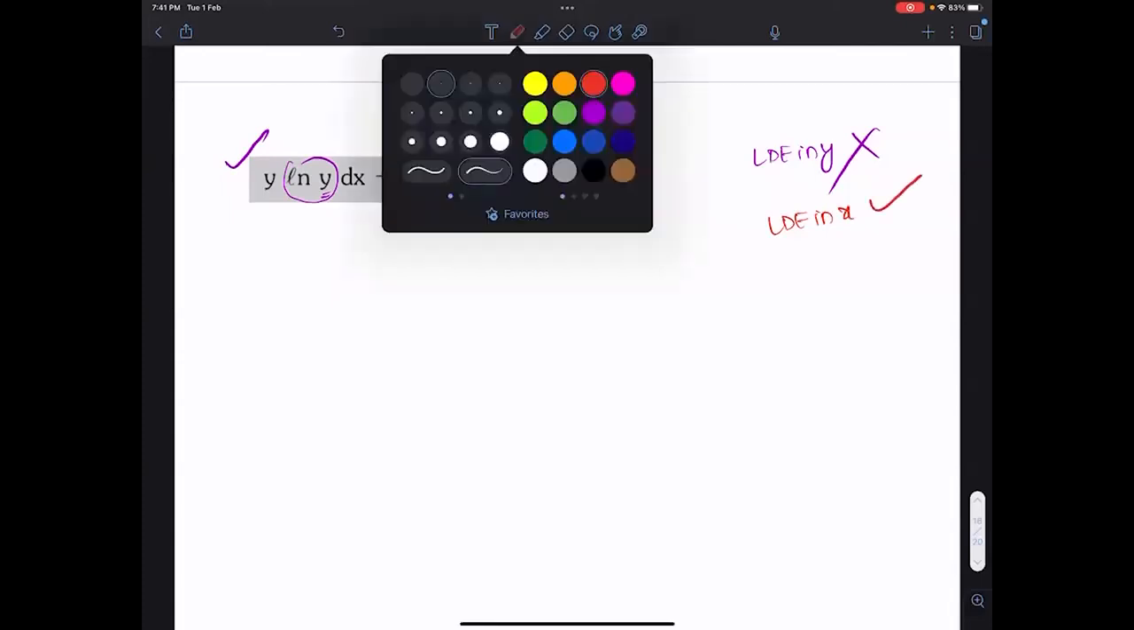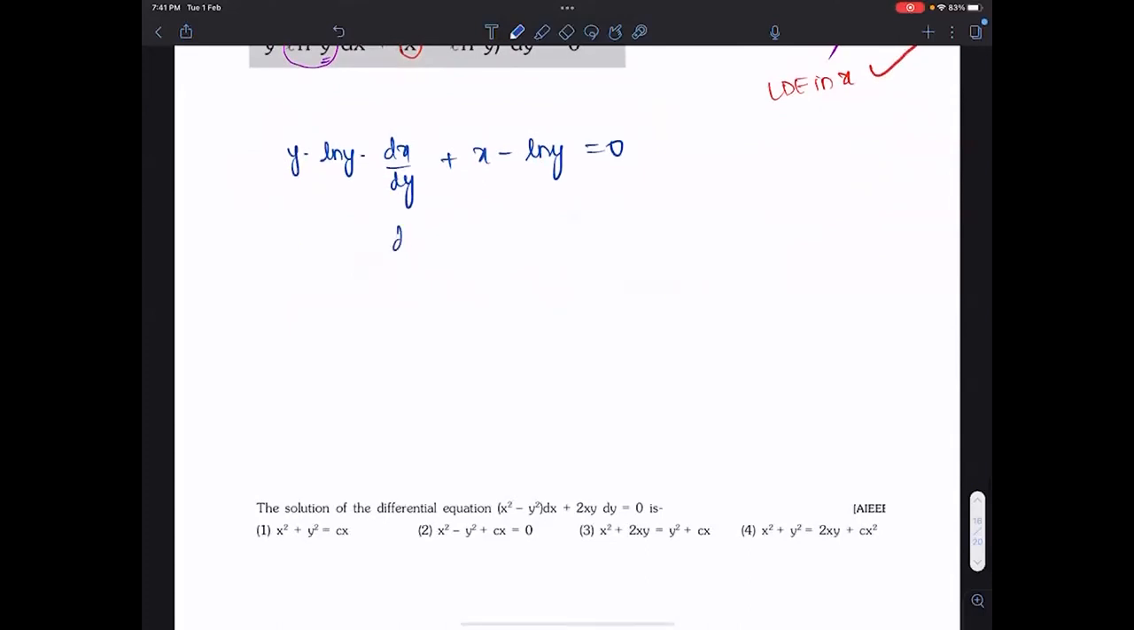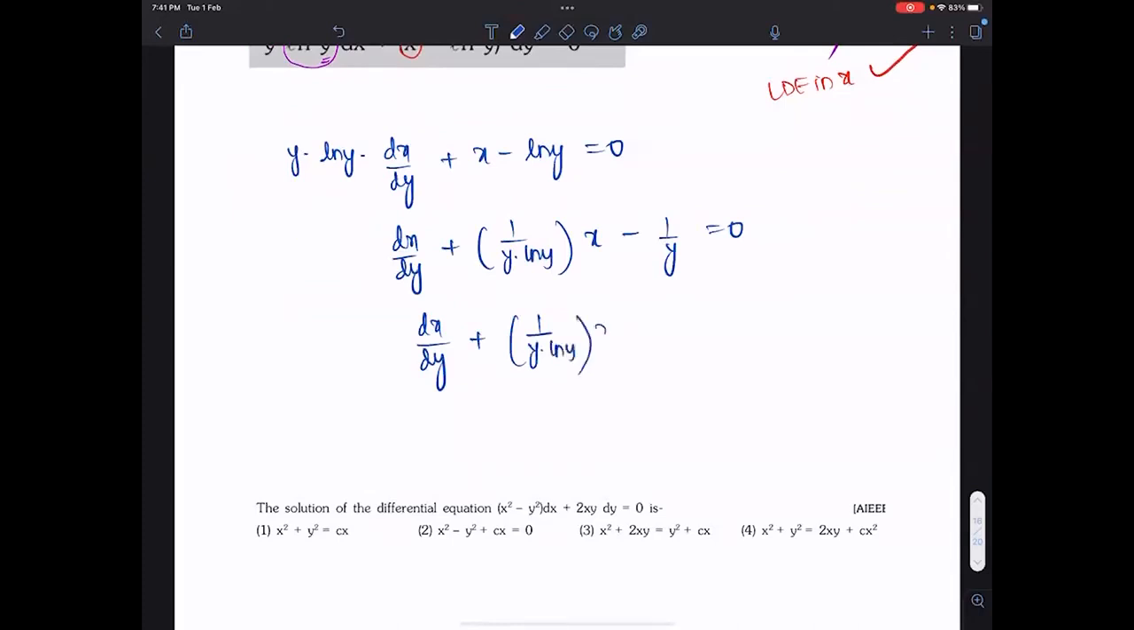How, if you want LDE in x, what you have to do? You have to write dx/dy. Now let us write here y ln y dx/dy + x - ln y = 0. Now dx/dy + (1/(y ln y)) x - 1/y = 0. So it looks exactly like the previous form only, no? dx/dy + (1/(y ln y)) x = 1/y. Okay.